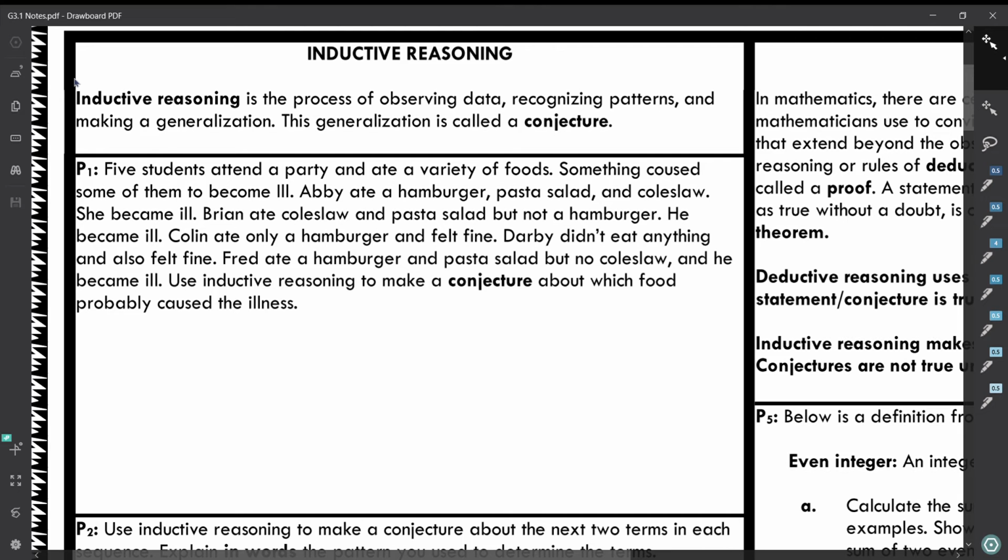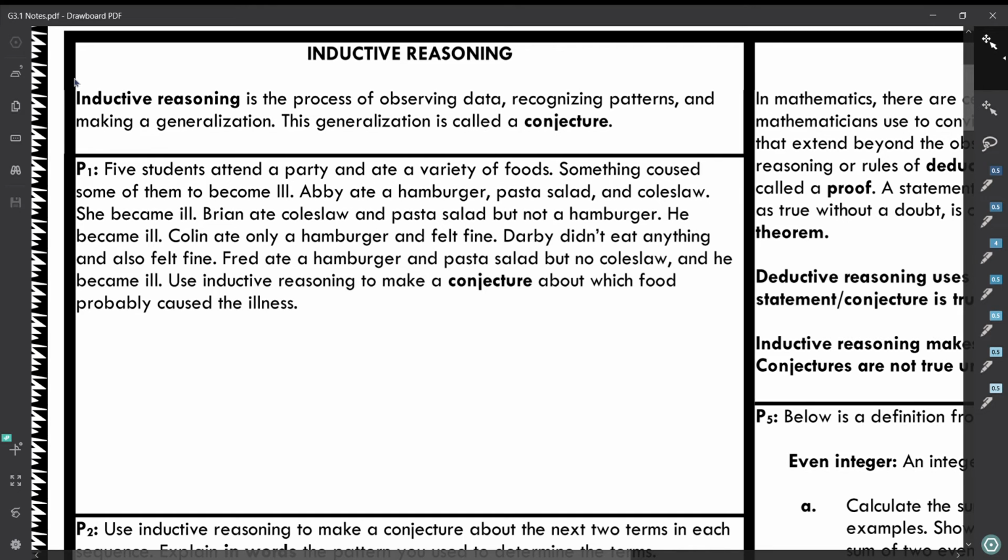P1. 5 students attend a party and ate a variety of foods. Something caused some of them to become ill. Abby ate a hamburger, pasta salad, and coleslaw, and she became ill. Brian ate coleslaw and pasta salad, but not a hamburger. But he became ill. Colin ate only a hamburger, but he felt fine. Darby didn't eat anything and also felt fine. Fred ate a hamburger and pasta salad, but no coleslaw, and he became ill. Use inductive reasoning to make a conjecture about which food probably caused the illness.